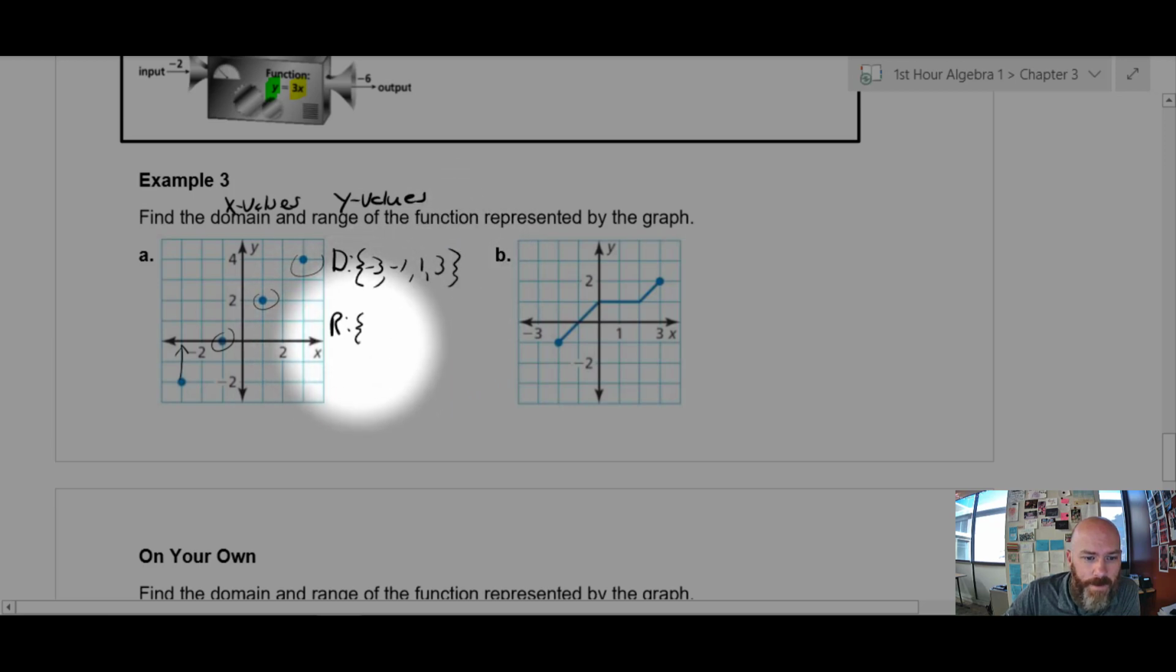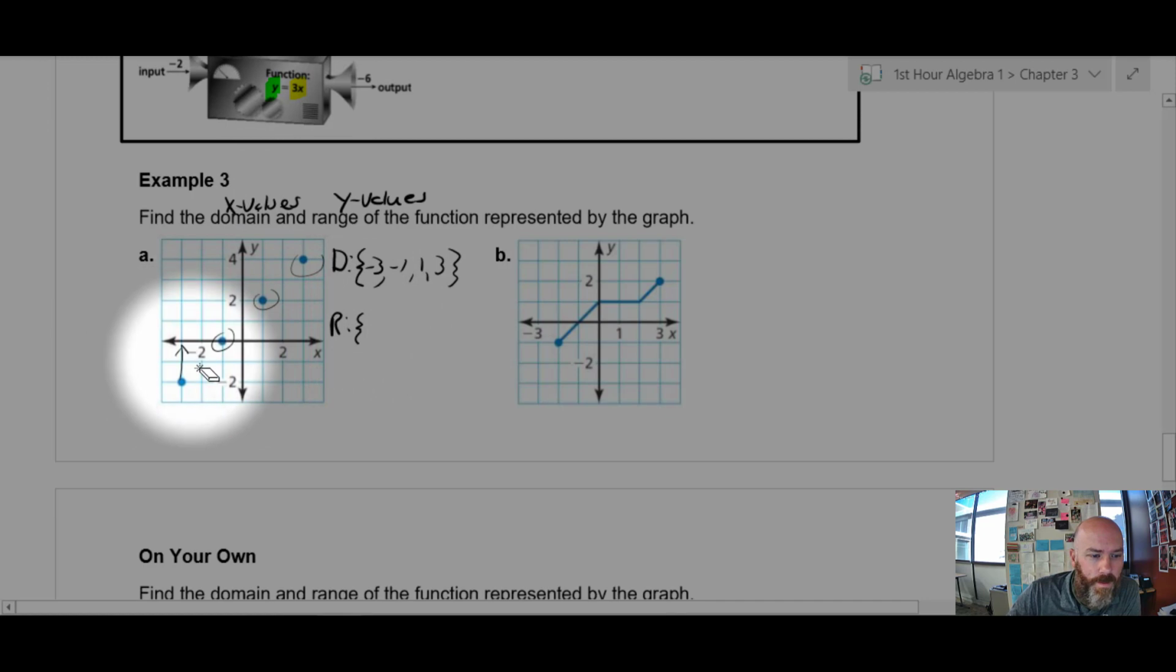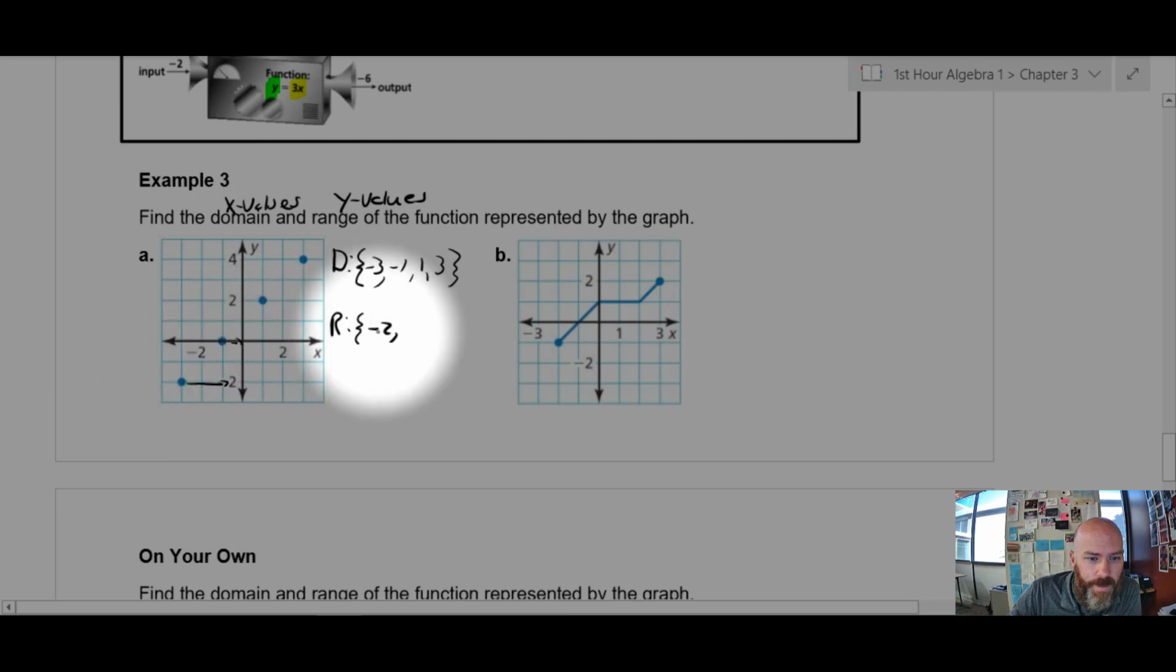Range would be my y values. So if I look at the y values, the first one is -2, then 0, +2, then +4.